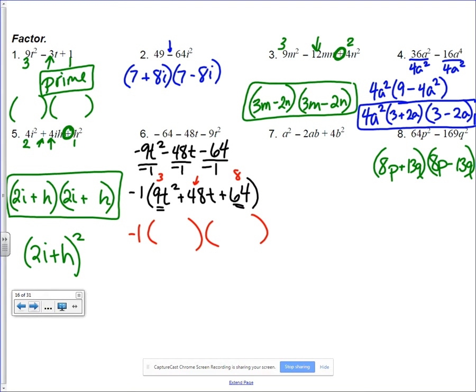How am I going to make this 9t squared? Remember, they're going to have to be the same because they're perfect squares. How are you going to make that 64, Chase? 8 and 8. This symbol tells me they need to be the same, and this symbol tells me they both need to be positive. Good? Awesome. Number 7 is over to Autumn.